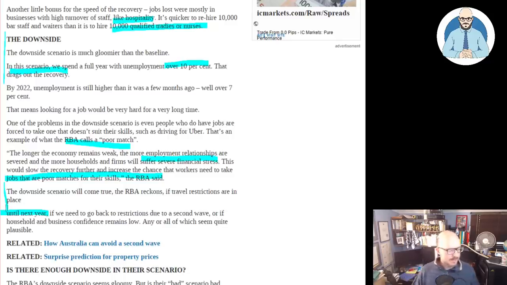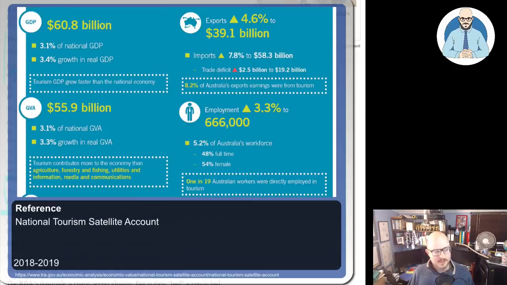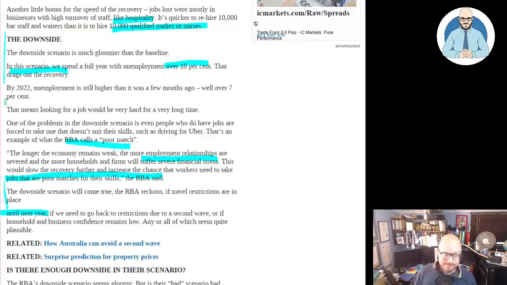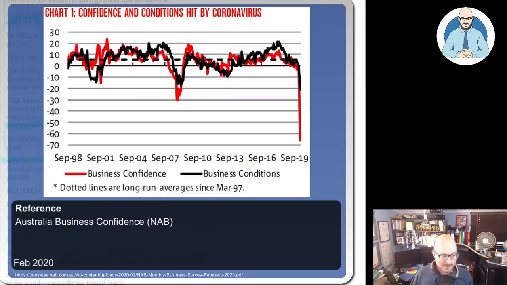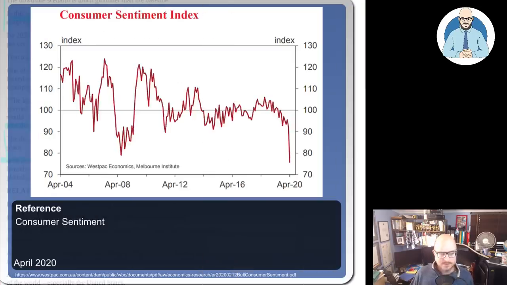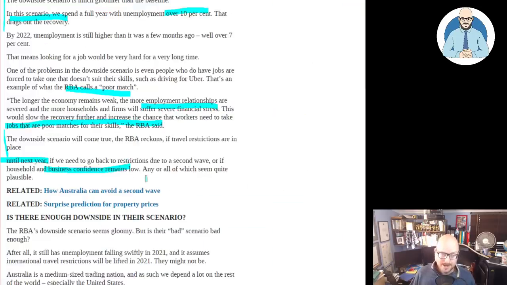Aren't there articles coming out that international travel will be restricted till 2023, perhaps? Tourism, everyone, is a $60 billion industry in Australia. It's going to take a hit. If we need to go back to restrictions due to a second wave, or if households and business confidence remains low, well, yeah, look at business confidence, guys, and just look at consumer confidence. Any or all of which seem quite plausible.